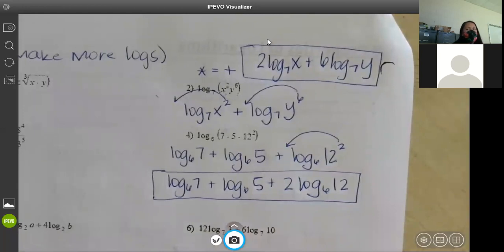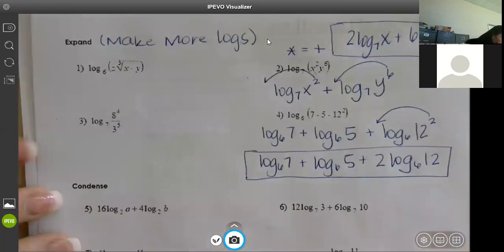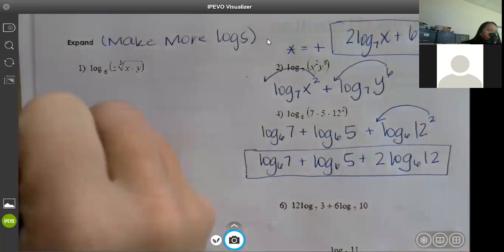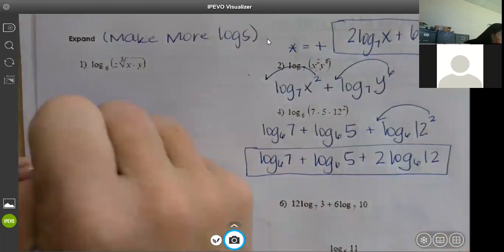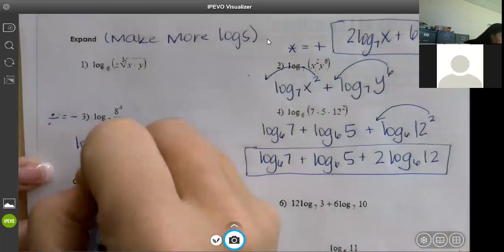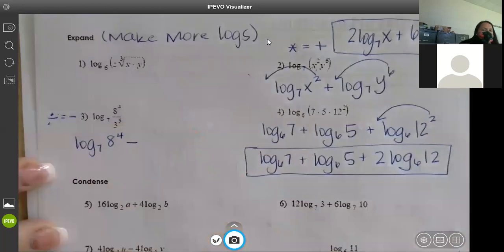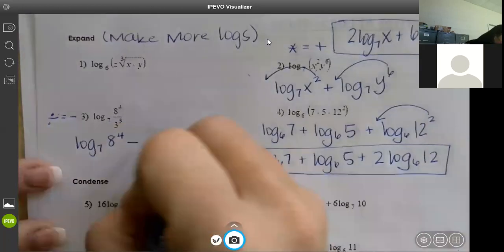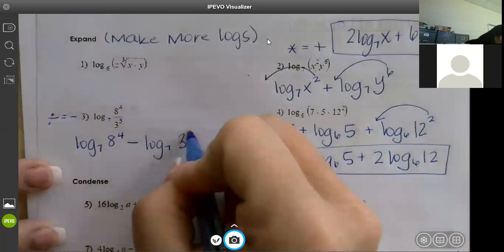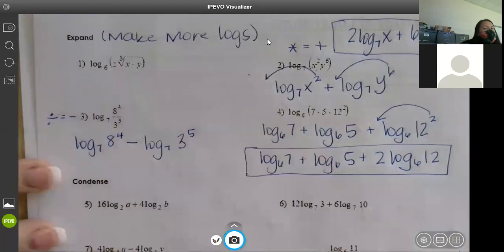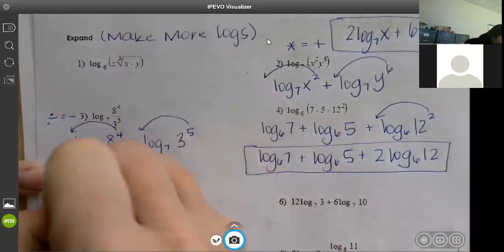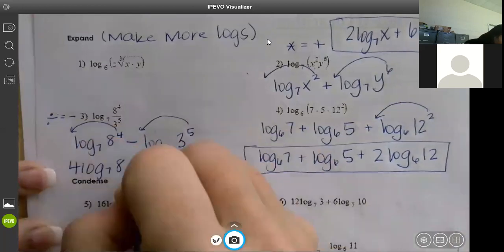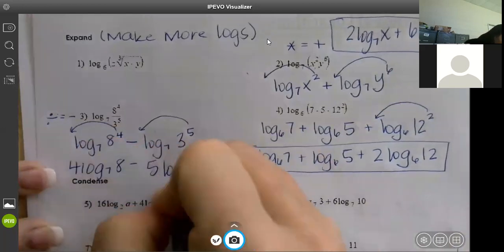All right. So number 3 is a divide. Remember that divide is the same thing as subtract. So we're going to write log base 7 of the top, which is 8 to the 4th. And then because it's divide, we're going to write a subtract. Log base 7 of 3 to the 5th. What else can I do? Move the powers to the front. So 4 log base 7 of 8 minus 5 log base 7 of 3.